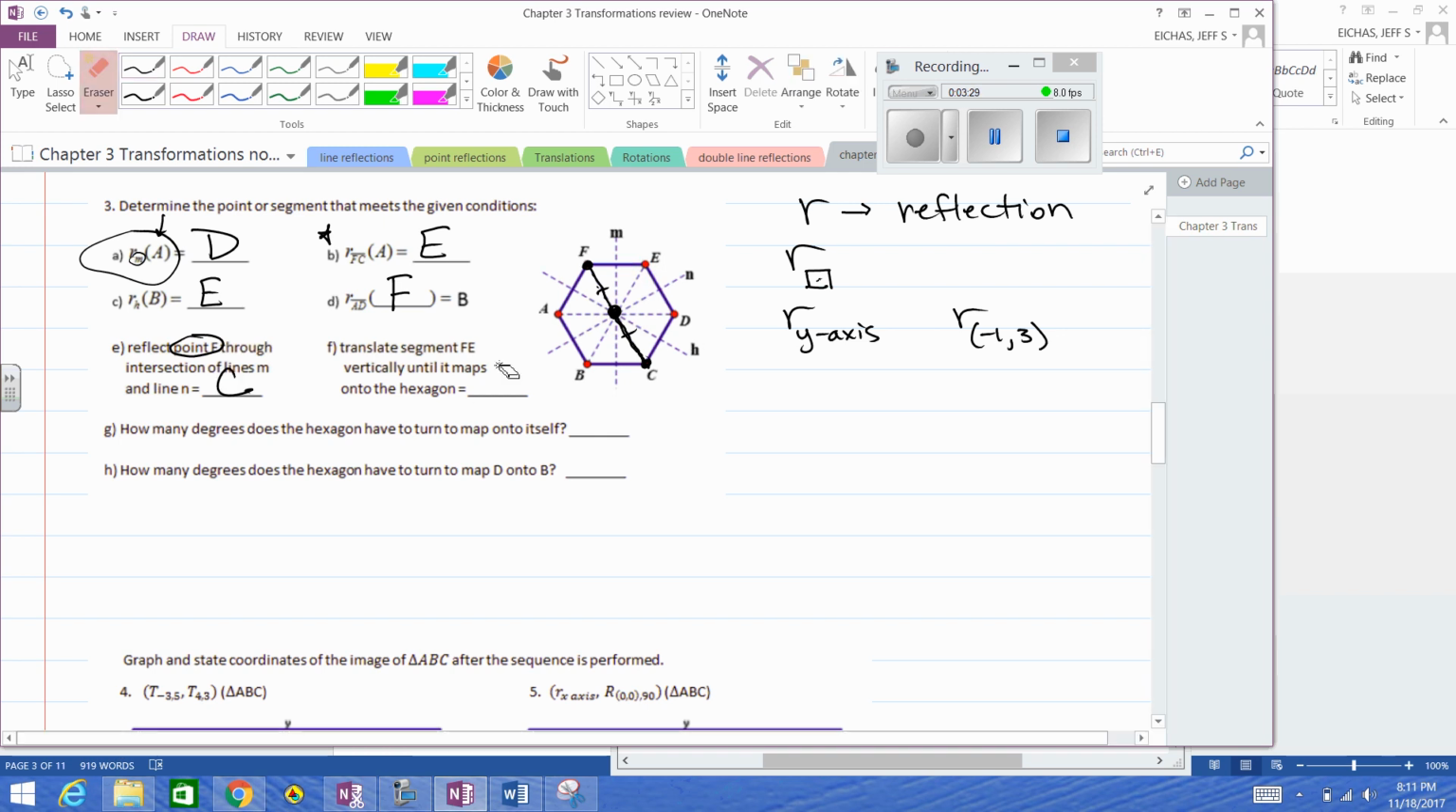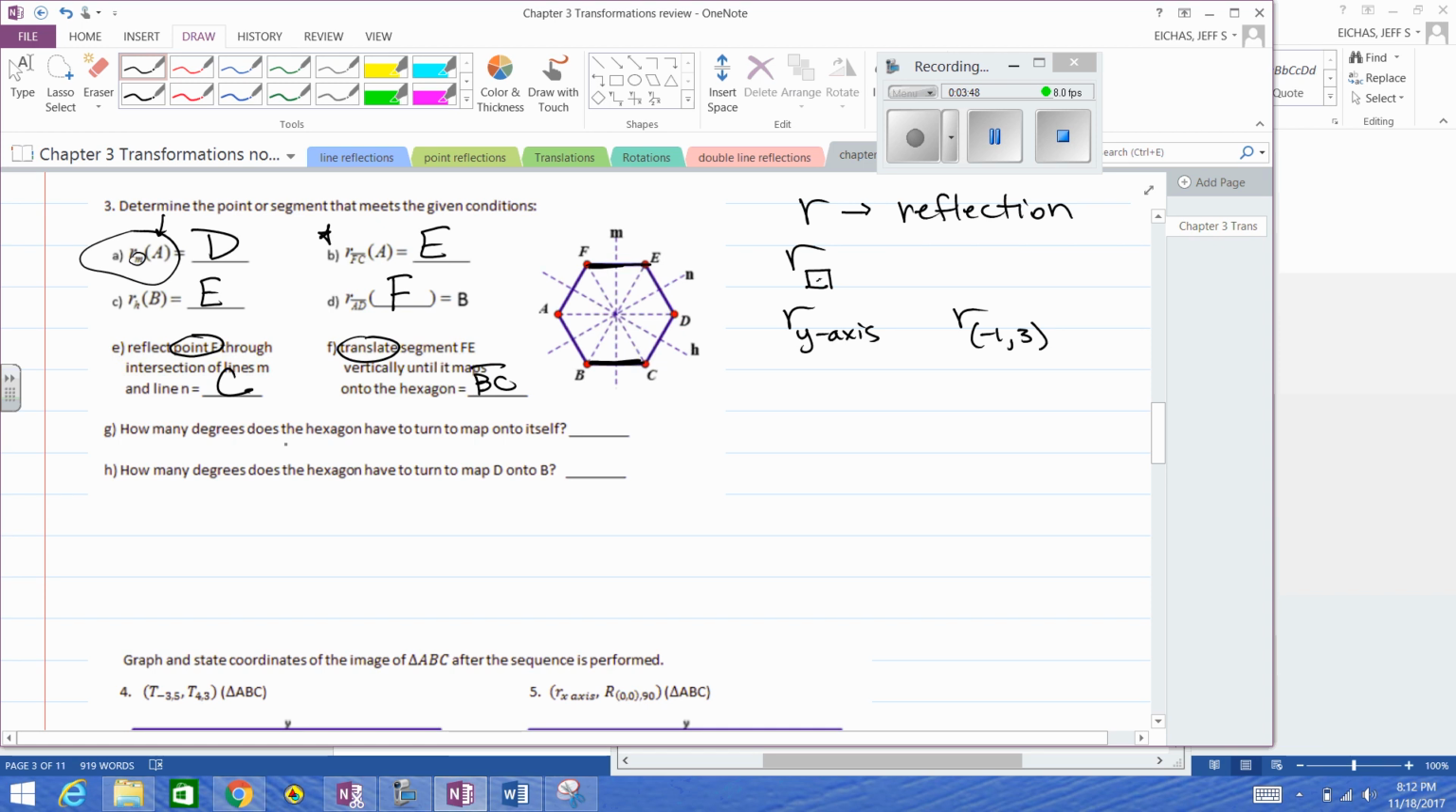Translate segment FE vertically so that it maps onto something of itself. So look at this. Okay, so translate. You know what's going to happen? It's got to keep the same slope. The only one that's going to do that is BC. Okay? So it's going to be segment BC.